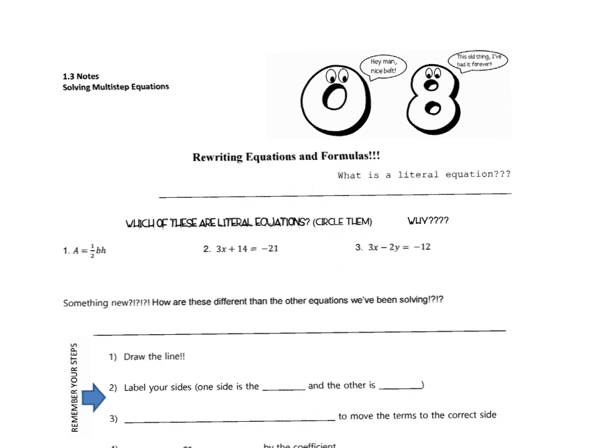What is a literal equation? What does literal mean? All literal means is it's an equation with two or more variables. Normally we're just solving for x, where we just have x and we're solving for it. Now there might be an x and a y, or x, y, z. Any equation that has more than one letter in it means it's a literal equation.